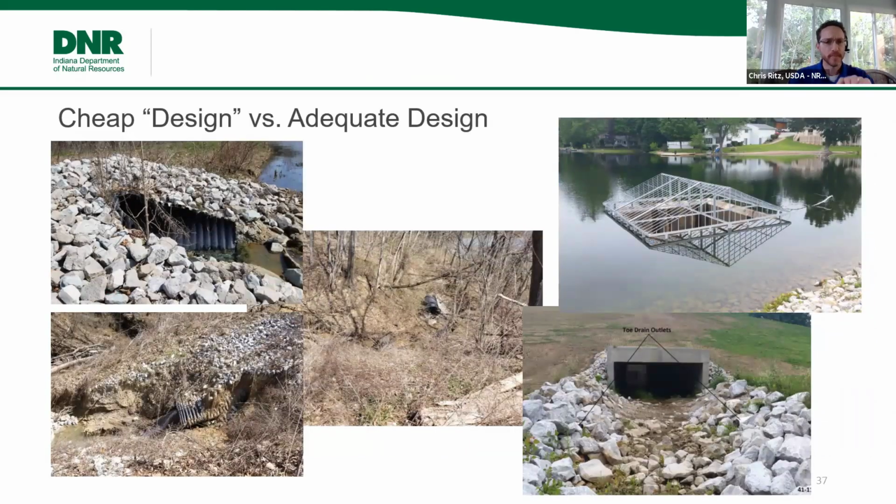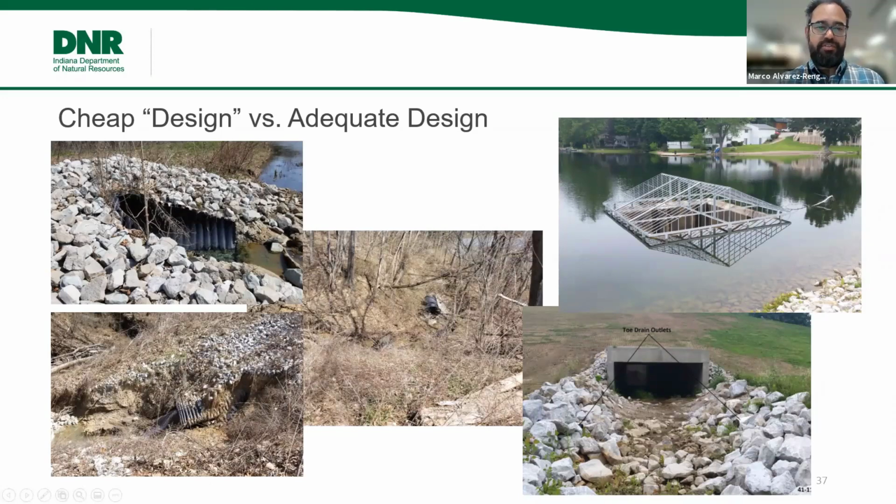Marco, I might need your help to jump in and help me with these. On the top right, we have a good example of a trash rack to help catch debris, something that has a good design. Then there are inadequate designs with potentially poor materials. I know we have seen a metal pipe that can rust out more easily than concrete pipe. If you have some other examples, you can provide them to us here in these images.